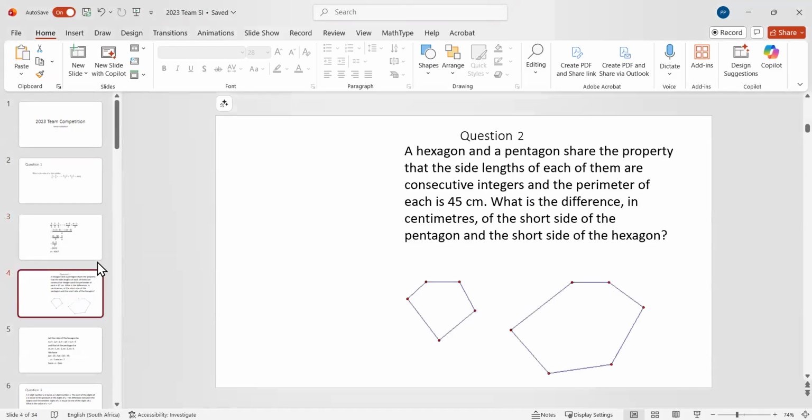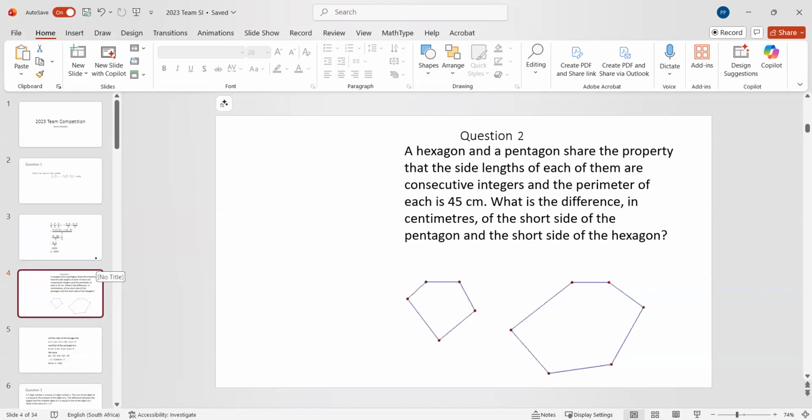All right. The next problem says a hexagon and a pentagon share the property that the side lengths of each of them are consecutive integers, and the perimeter of each is 45. So the question is, what is the difference in centimeters of the short side of the pentagon and the short side of the hexagon?